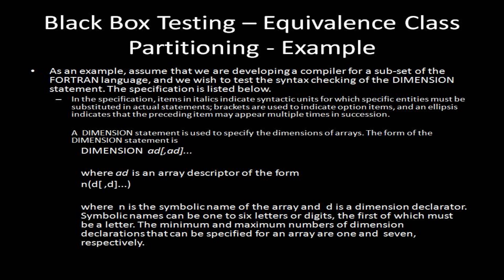As an example, assume that we are developing a compiler for a subset of the Fortran language, and we wish to test the syntax checking of the dimension statement. The specification is listed below. In the specification, items in italics indicate syntactic units, for which specific entities must be substituted in actual statements. Brackets are used to indicate optional items, and an ellipsis indicates that the preceding item may appear multiple times in succession.